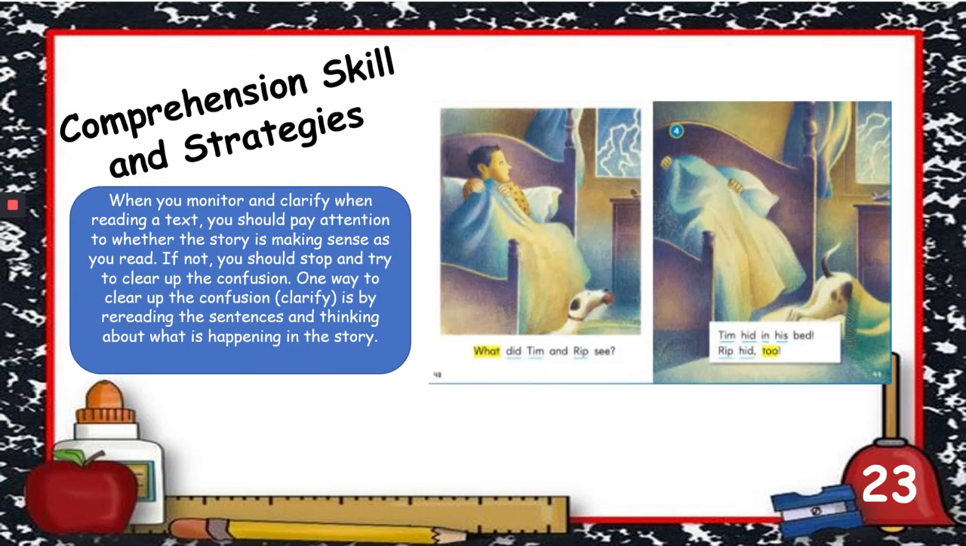For example, let's read sentences from the anchor text from Lesson 2, The Storm. What did Tim and Rip see? Tim hid in his book. Rip hid too. Did that make sense? Tim hid in his book?